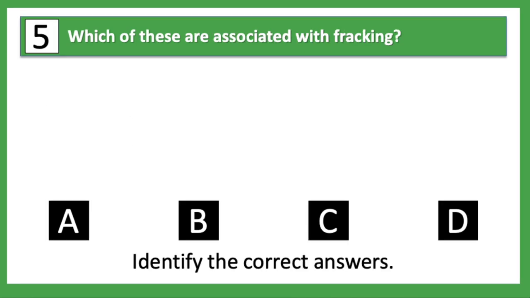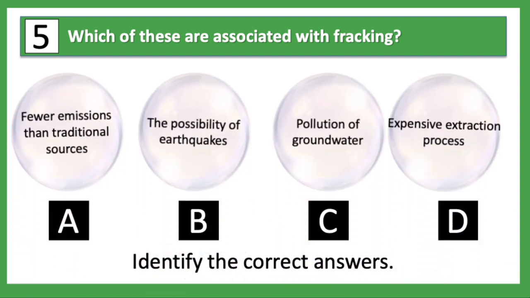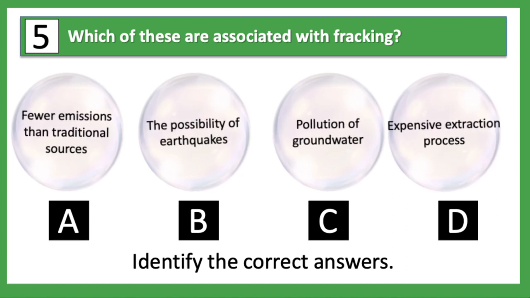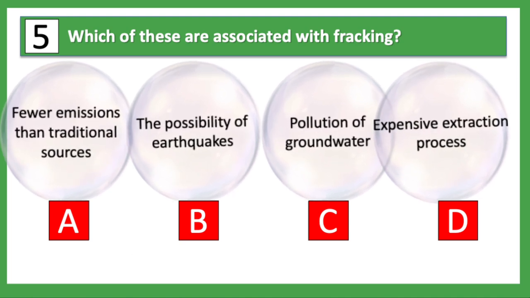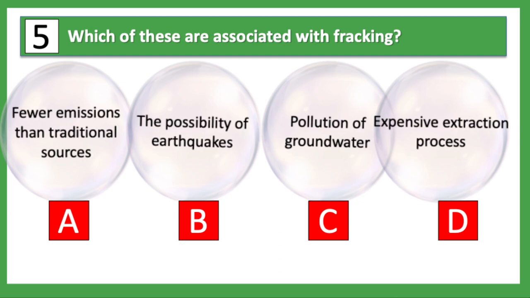And question 5, which of these are associated with fracking? A, fewer emissions than traditional sources. B, the possibility of earthquakes. C, pollution of groundwater. And D, expensive extraction process. So we'll just leave those up for a moment. So which are associated with fracking? Let's reveal the answers. It is all of them. So it is a really controversial way of creating energy.